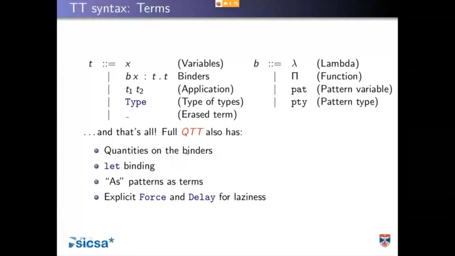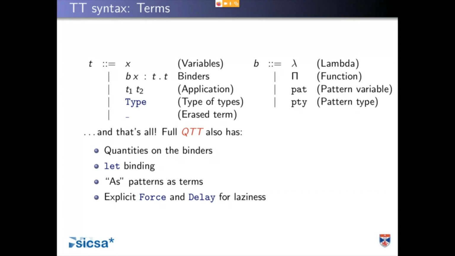Full QTT has a little bit more, so it's got quantities on the binders, so each of these things would also be annotated with a quantity. It's got let binders, so a let binder would be annotated with a quantity, and also the value that it's reducing to. We've got as patterns as well, and that just adds complexity that's not really anything to do with the type system. It's just something you have to bear in mind. Also, we have explicit force and delay in the core language. So in Idris 1, we had magical functions for force and delay.